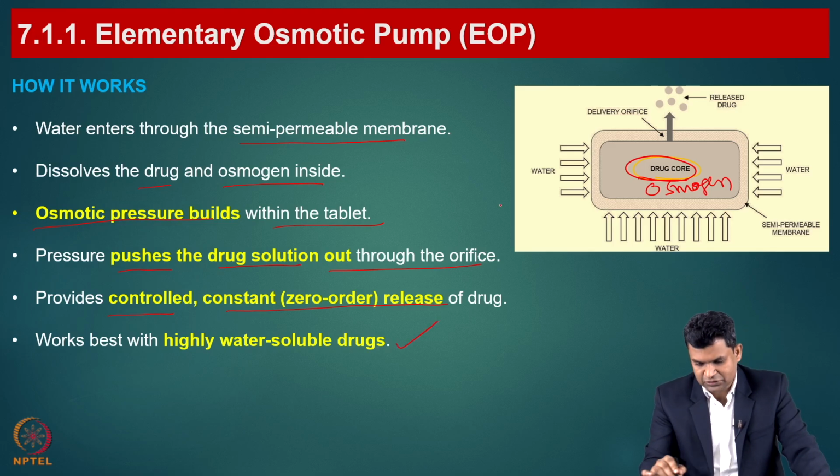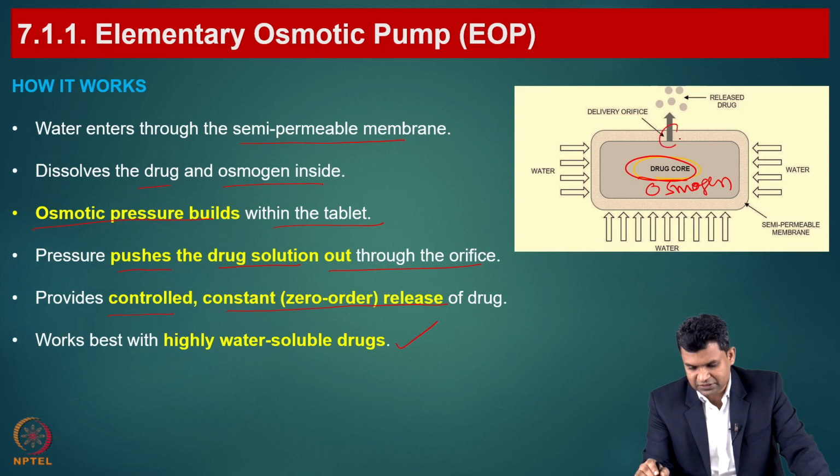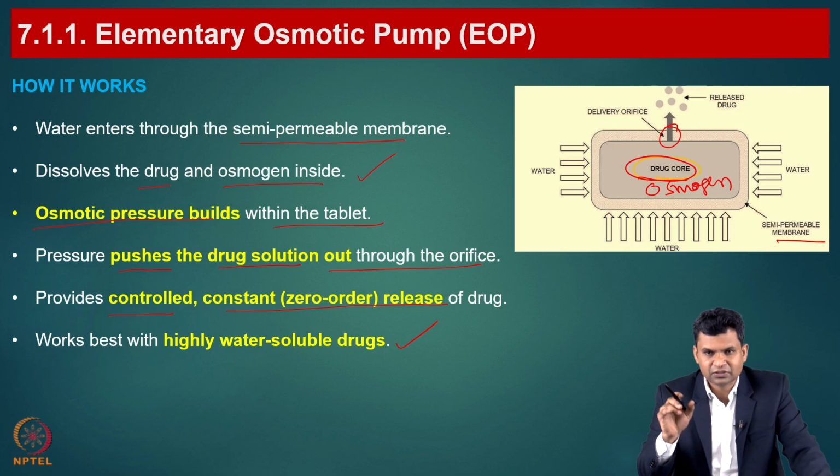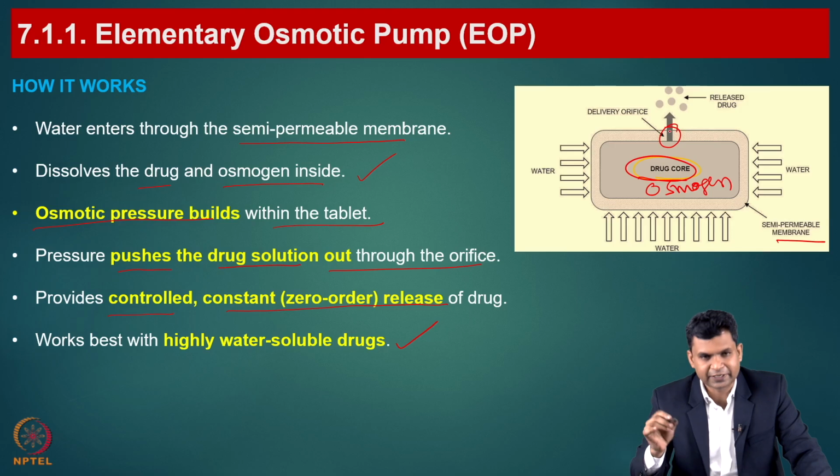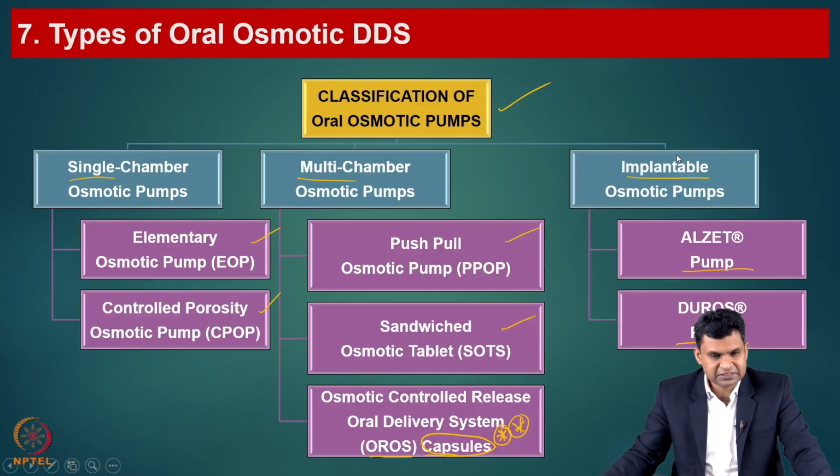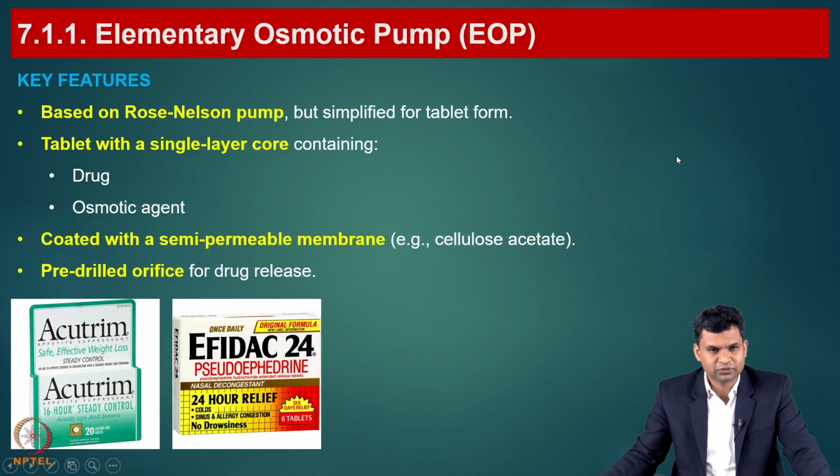Now, you can see in the picture representation, this is the orifice which can be made by laser or by a mechanical process, and this is the outside semi permeable membrane. Water is entering, and now the drug and osmogen will get solubilized, and then pressure will build. That pressure will help to release the drug from the core to outside. So, this is the elementary osmotic pump system. This can be used for highly water soluble drugs.